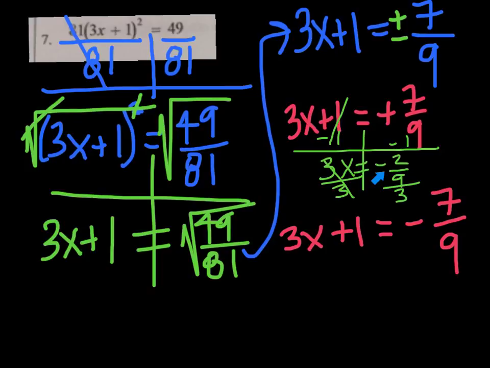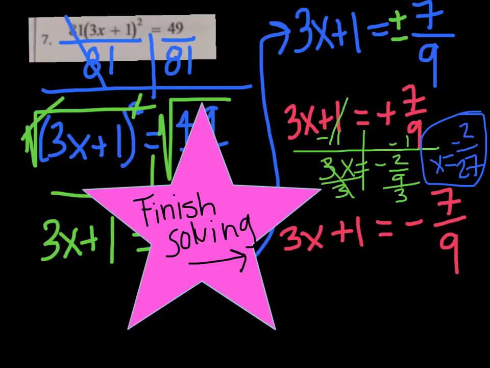So when we type negative 2/9 divided by 3 into the calculator, we get that x equals negative 2 over 27. And that is one of your solutions. Now you need to solve this one that has the negative 7/9 and see what you get for the other solution. So finish solving and I will look for this when I stamp your notes.